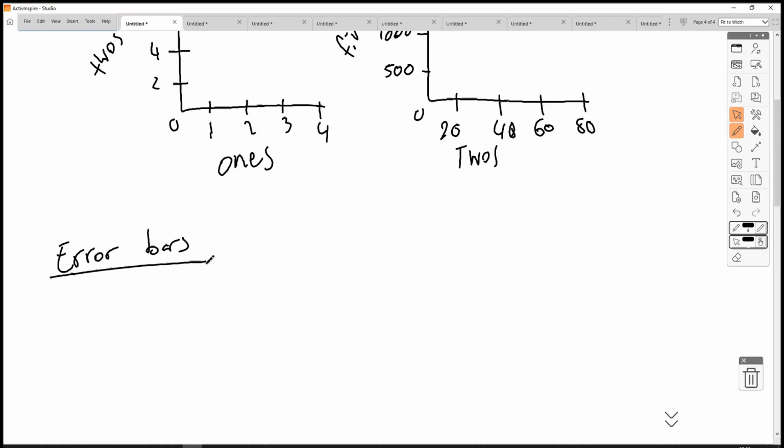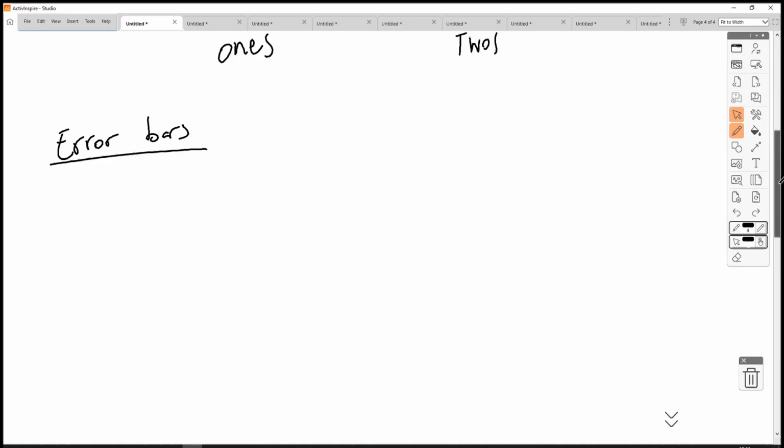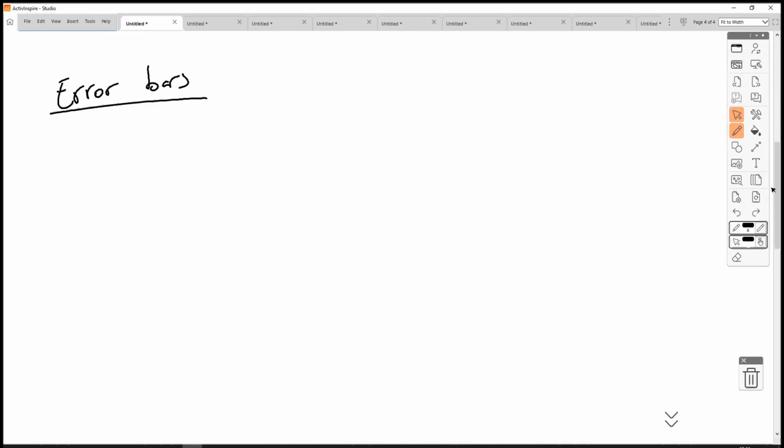If you can't see them because they're too small to be seen, omit them, write a comment. Error bars omitted because they're too small to be seen. Yeah? If they're large enough to be seen, absolutely include them, because they add value to your graphs.